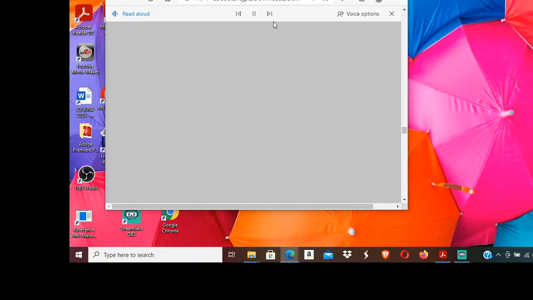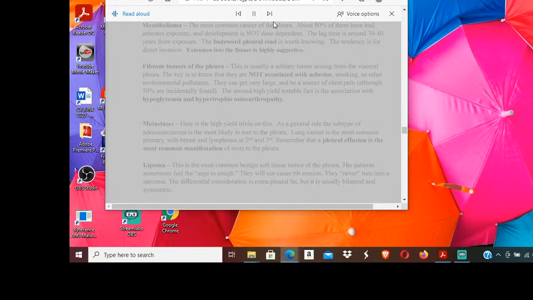Mesothelioma, the most common cancer of the pleura. About 80% of them have had asbestos exposure, and development is not dose-dependent. The lag time is around 30 to 40 years from exposure. The buzzword pleural rind is worth knowing. The tendency is for direct invasion. Extension into the fissure is highly suggestive.